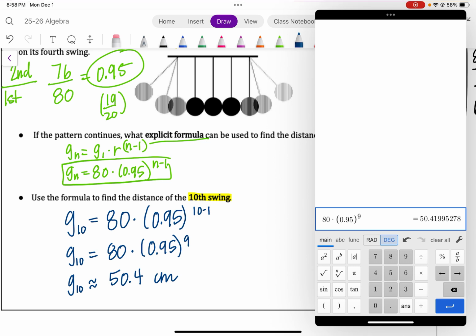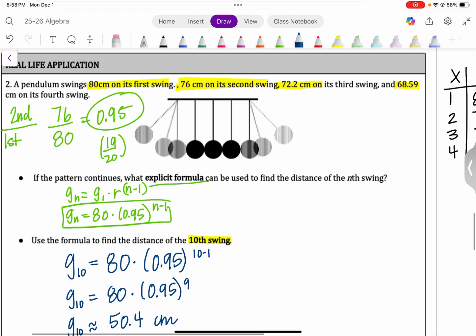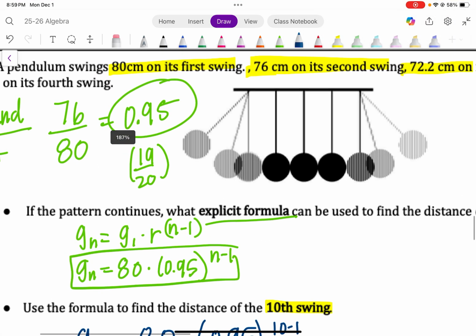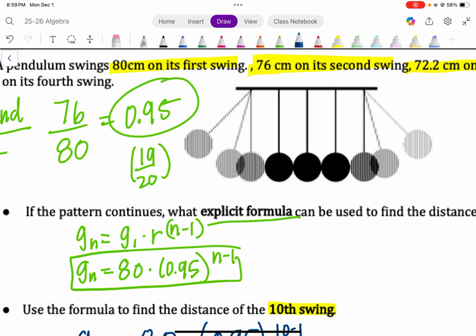I'm pretty sure there's a question like this on the homework assignment. So make sure you are finding that correct value by putting the second output over the first output. And you're basically finding that percentage, which gives you that change.